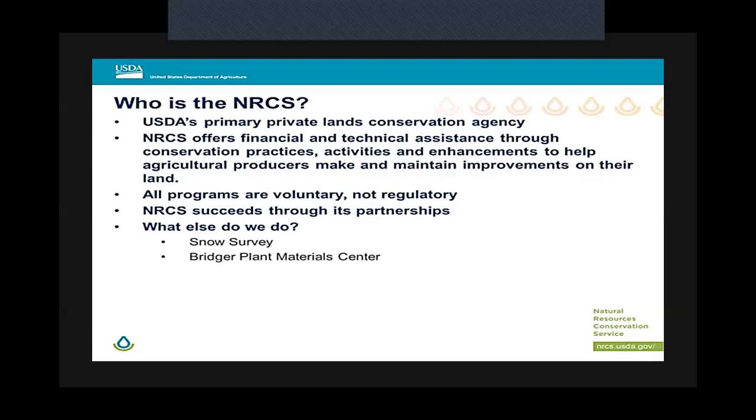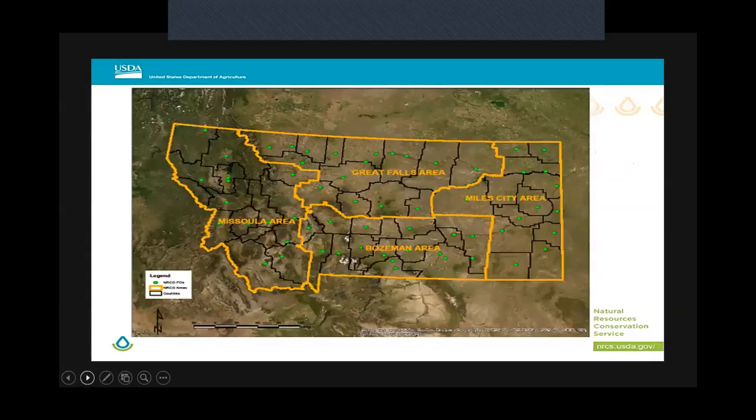And I think it's important to highlight that it's purely voluntary. It is not regulatory. We work with landowners and folks renting land on a voluntary basis only. And we do succeed with our partnerships, and this partnership with conservation districts is one of the most important ones we have. What are some other things NRCS does?